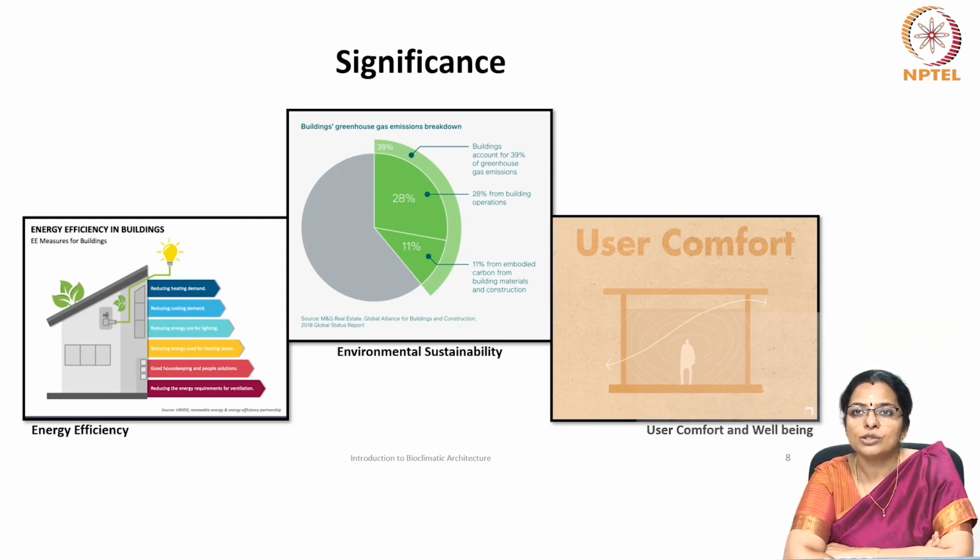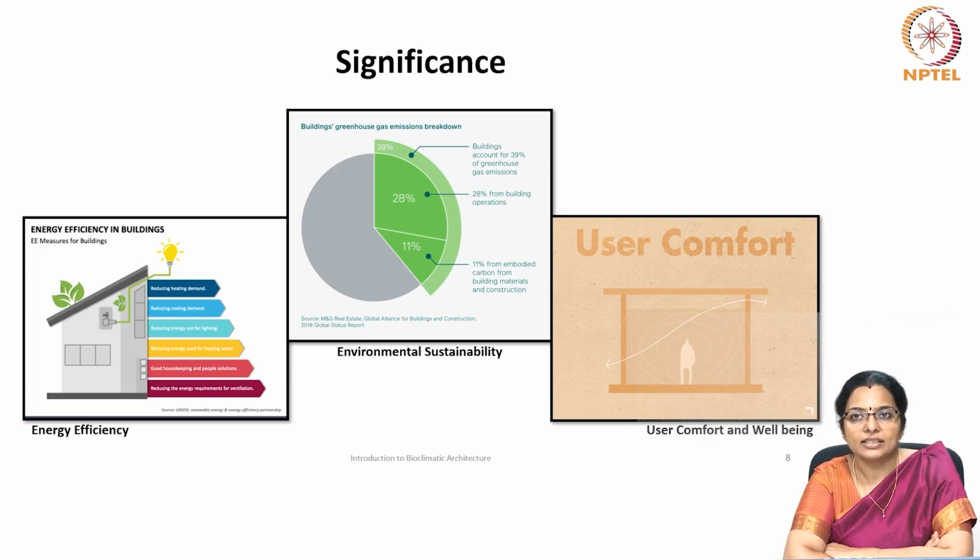Bioclimatic design aims to minimize the environmental impact of buildings by reducing greenhouse gas emissions associated with energy use. By optimizing natural ventilation, passive heating and cooling, and using renewable energy sources, bioclimatic architecture contributes to sustainable development goals. The third significance is the comfort and well-being.